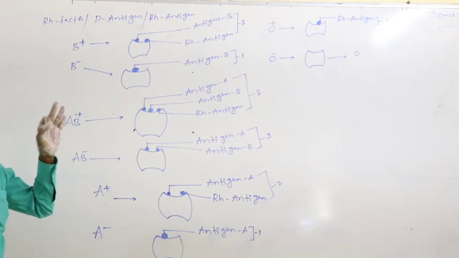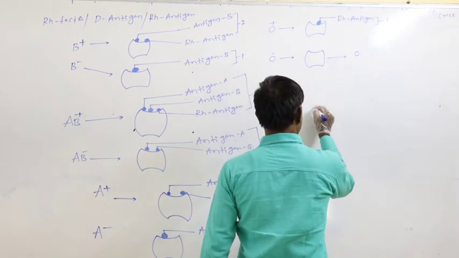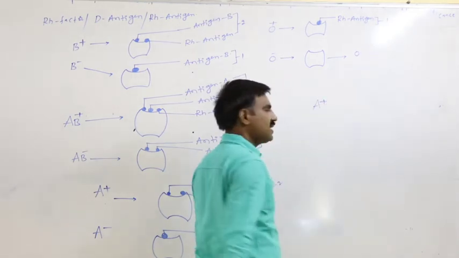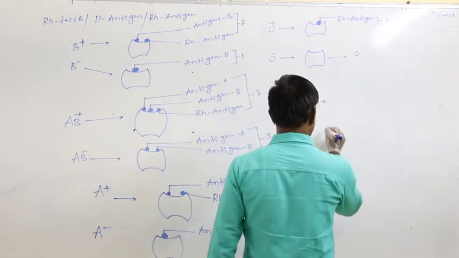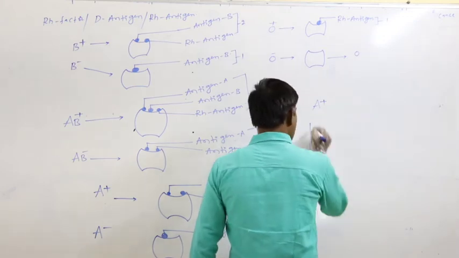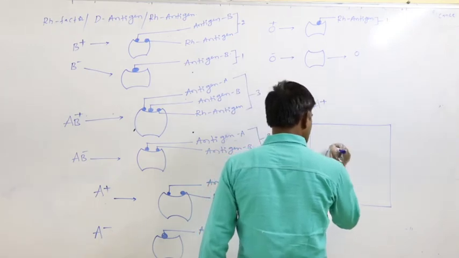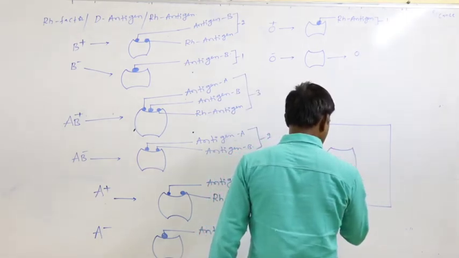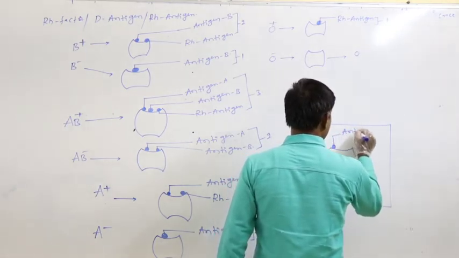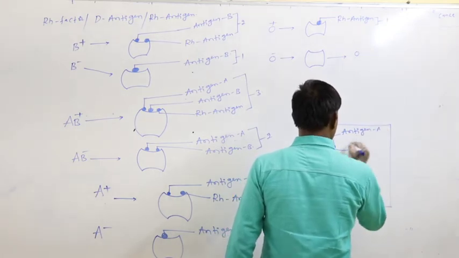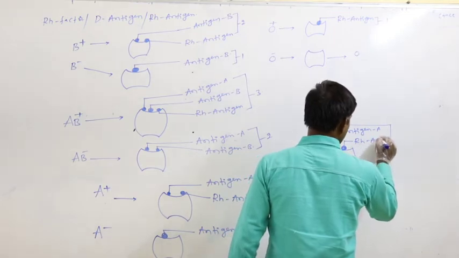So, in any person, on the surface of the RBC, for example, if we consider an A positive blood grouped person, on the surface of the RBC membrane, the normal antigen A and the Rh antigen, if it is present, then we can say that is A positive blood.